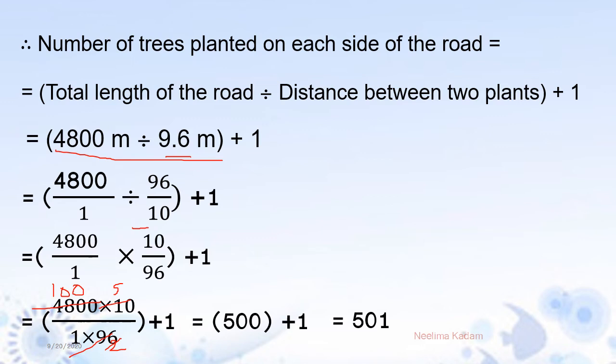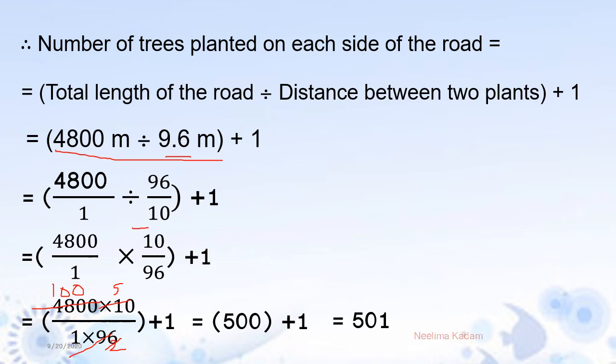So this is 500, plus 1 is there. Okay, plus 1 we have to count because the first tree we have not counted. So we have to count the first tree. So 500 plus 1 will become 501.